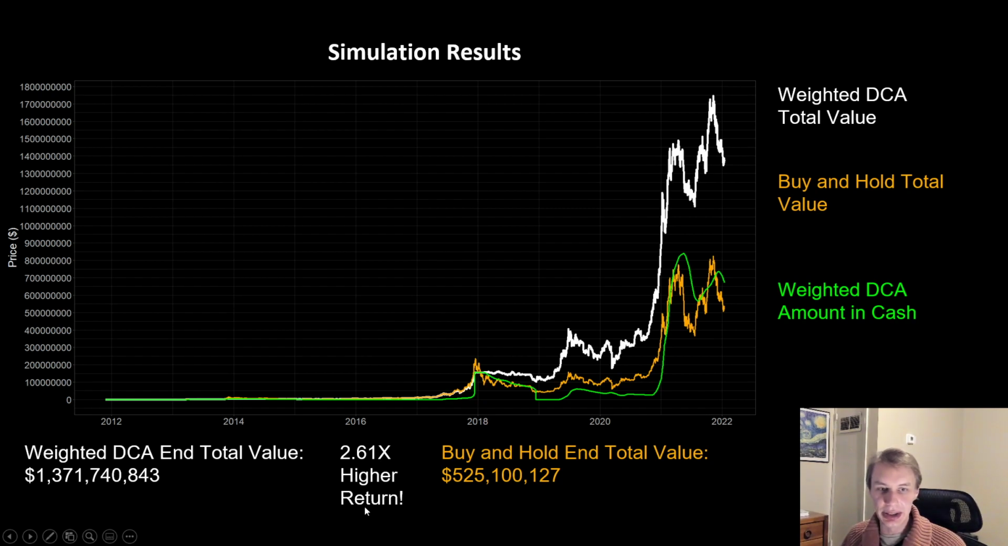You know, this is still phenomenal. You're still a billionaire. This person isn't. They're still at 525 million, nothing to sneeze at, but it's not 1.37 billion. You'll note that this value is actually identical to what it was in the previous simulation.